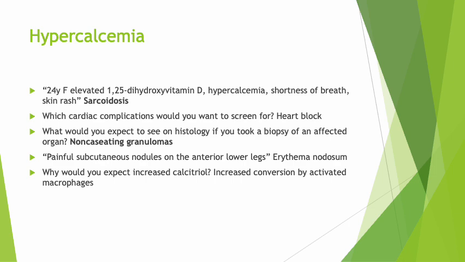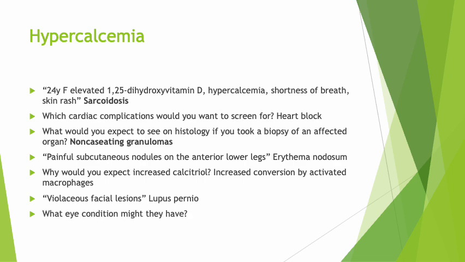And what if you see someone who's coming in with sarcoidosis and you know that she has these violaceous facial lesions, maybe a lesion on the tip of her nose, maybe some on the cheeks of her face? So this is going to be your lupus pernio. And what eye condition can be associated with sarcoidosis? And the answer for this one is going to be anterior uveitis.